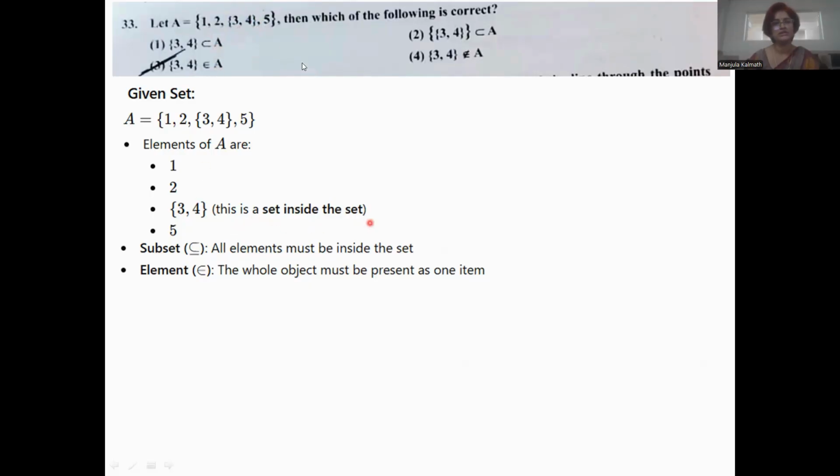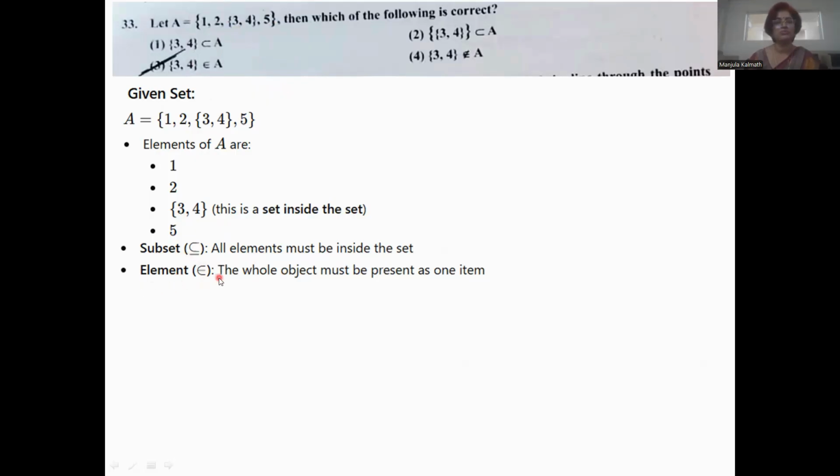So this is a set inside the set. 3, 4 is a set inside the set and it will be considered as an element of the set A. Subset means, if I need to take any subset from this set, 1 is also a subset, 2 is also a subset, 3, 4 is one of the elements so that also, and 1, 2, 3 together is also a subset, and 2, 5 is also a subset. When we create any other set, each and every element of that set belongs to this A. So for a subset, all elements must be inside the set.